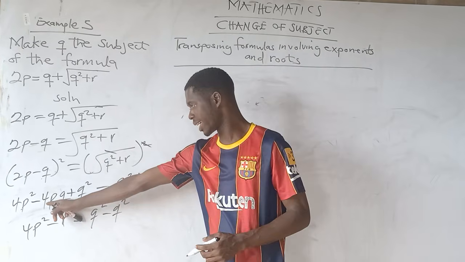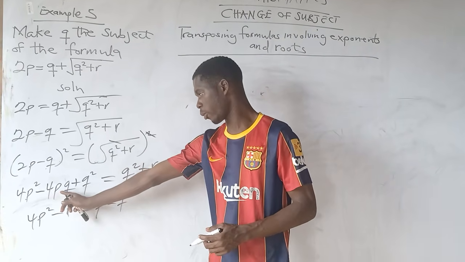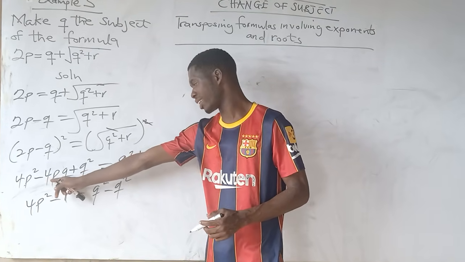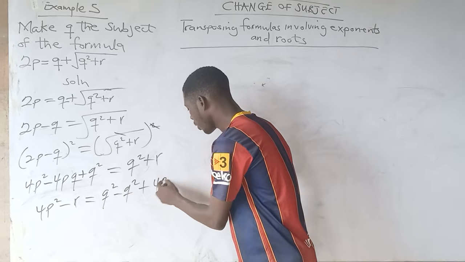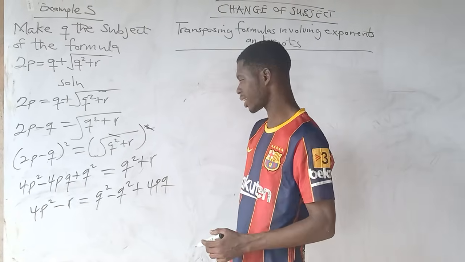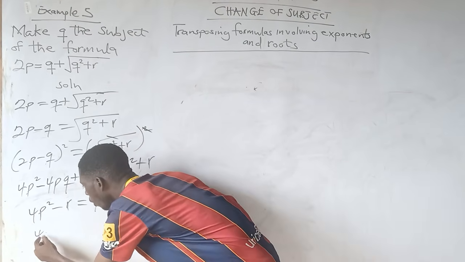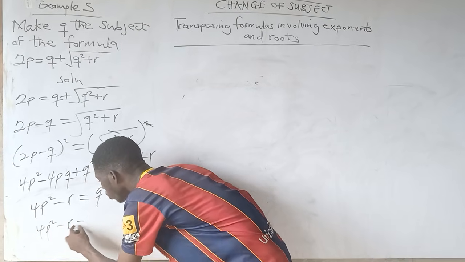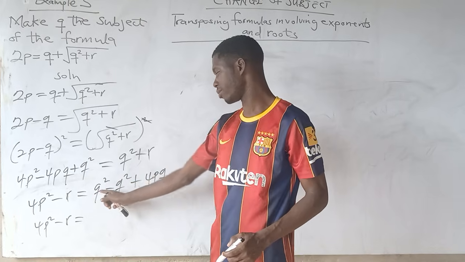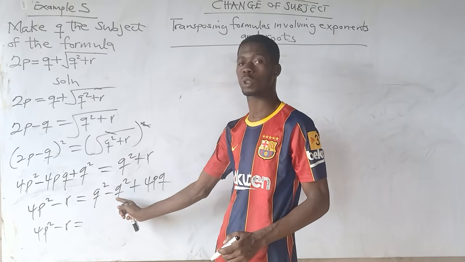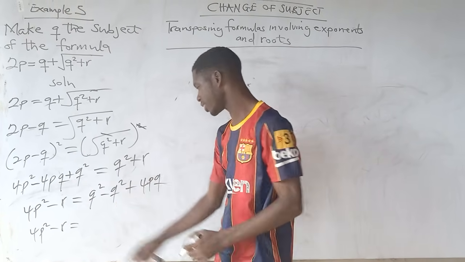Then this one too is negative here, minus 4pq. It's negative at the left hand side, I'm bringing it to the right hand side. So it becomes positive 4pq, right? Yes. So I'll get 4p squared minus r is equal to q squared minus q squared. This is positive minus negative. It's like 2 minus 2. You get them. So this one will vanish.